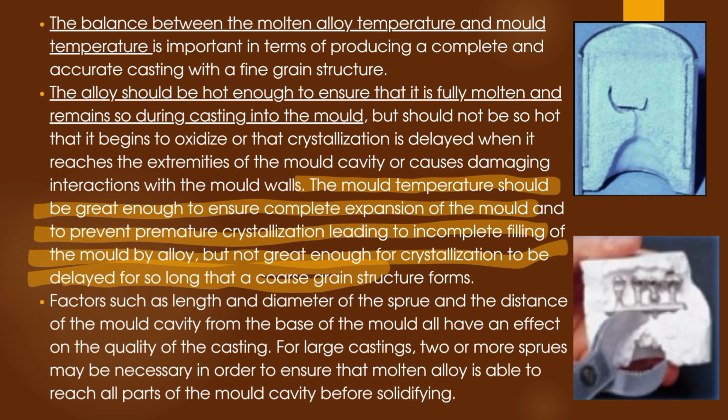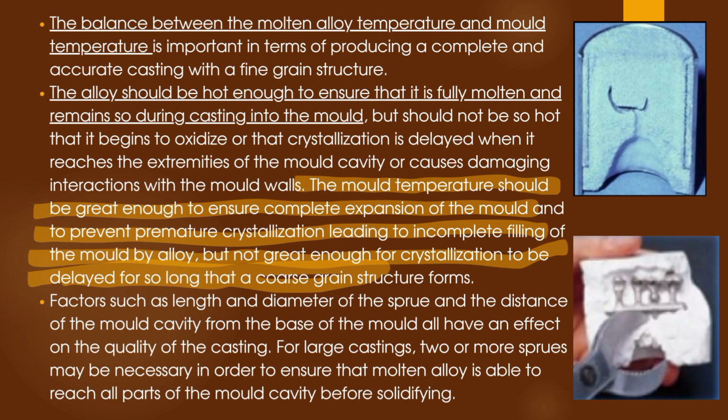The alloy should be hot enough to ensure that it is fully molten, and remains so during casting into the mold, but should not be so hot that it begins to oxidize or that crystallization is delayed when it reaches the extremities of the mold cavity or causes damaging interactions with the mold walls. The mold temperature should be great enough to ensure complete expansion of the mold, and to prevent premature crystallization leading to incomplete filling of the mold by alloy, but not great enough for crystallization to be delayed for so long that a coarse-grained structure forms.